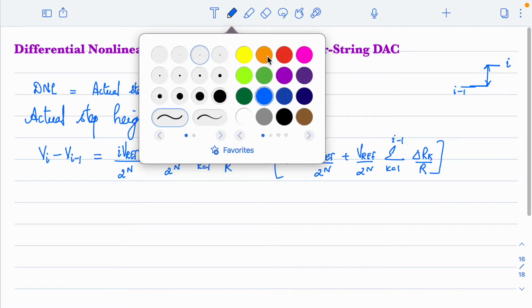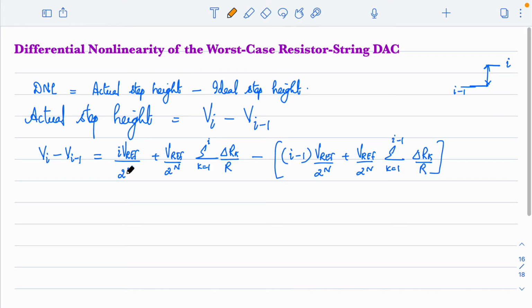Now look at this. You have Vref by 2 to the power of n here also, so we'll cancel those two terms, because this becomes minus Vref by 2 to the power of n. Let me just write this. When you take this difference, the result you will get is this. From the first term you have Vref by 2 to the power of n, and from the second term the difference, here it is Vref by 2 to the power of n summation k equal to 1 to I of delta Rk by R. Here also the same thing, but the only difference is the summation is to I minus 1, right? So what will be the difference?